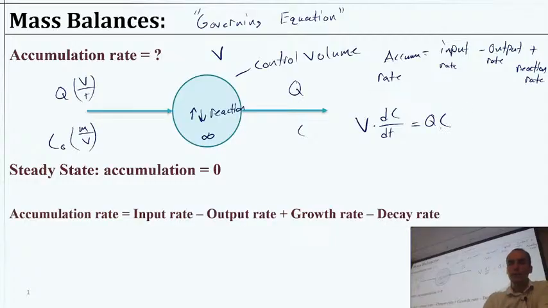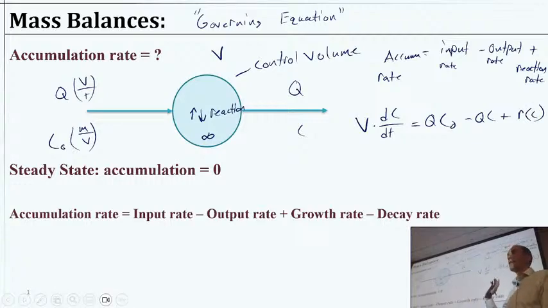So we'll have what's coming in minus what's going out, QC, plus whatever reactions we have. And we're going to talk about the reaction term a lot today. Right now, I'm going to simply leave it as a generic rate of change of C.